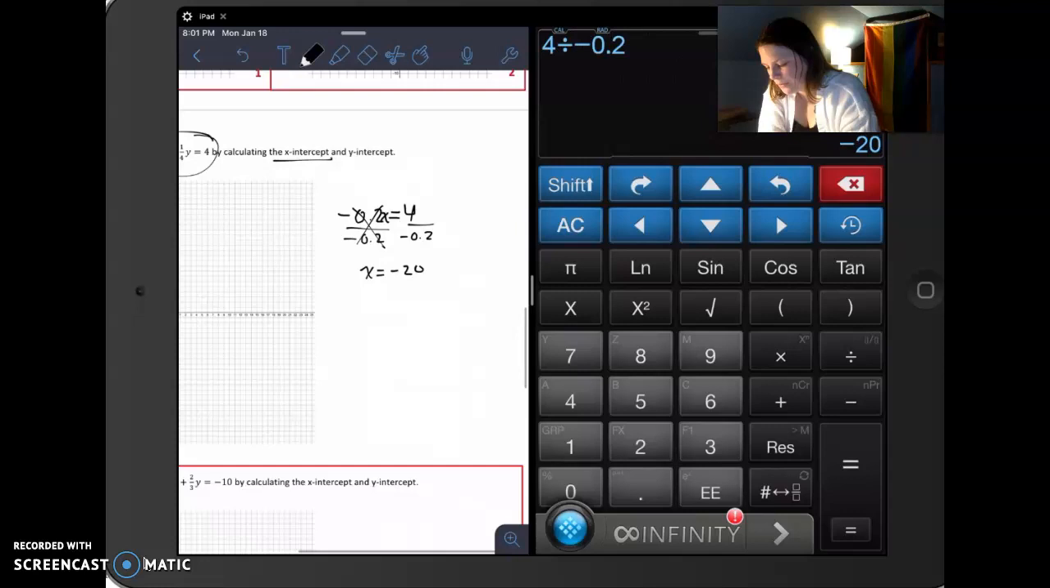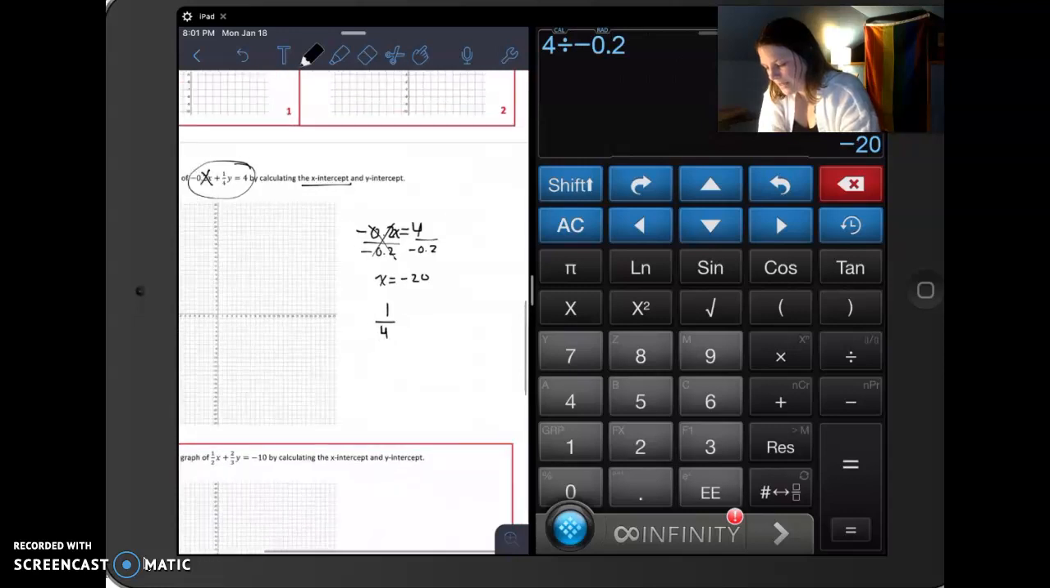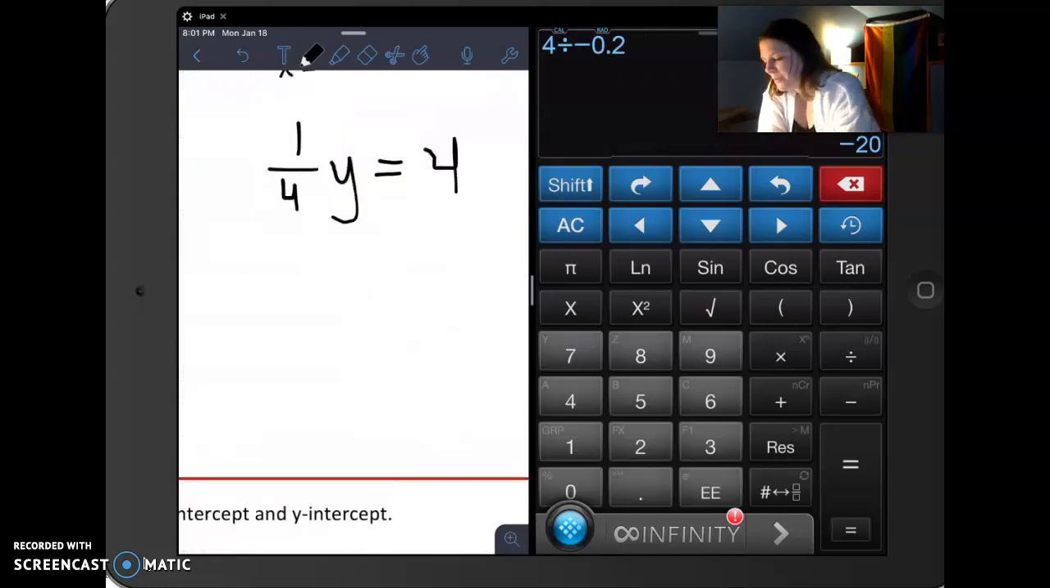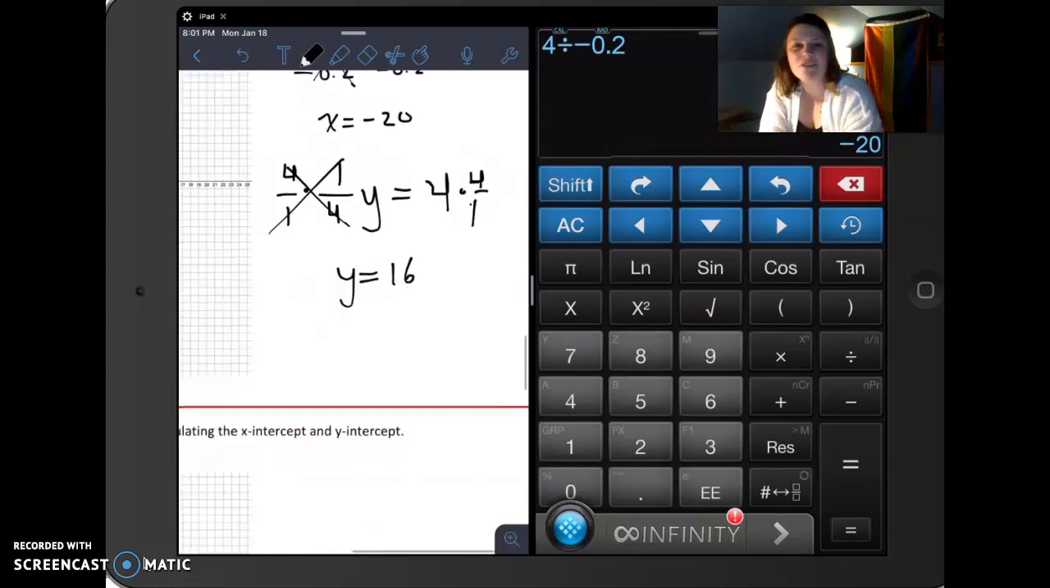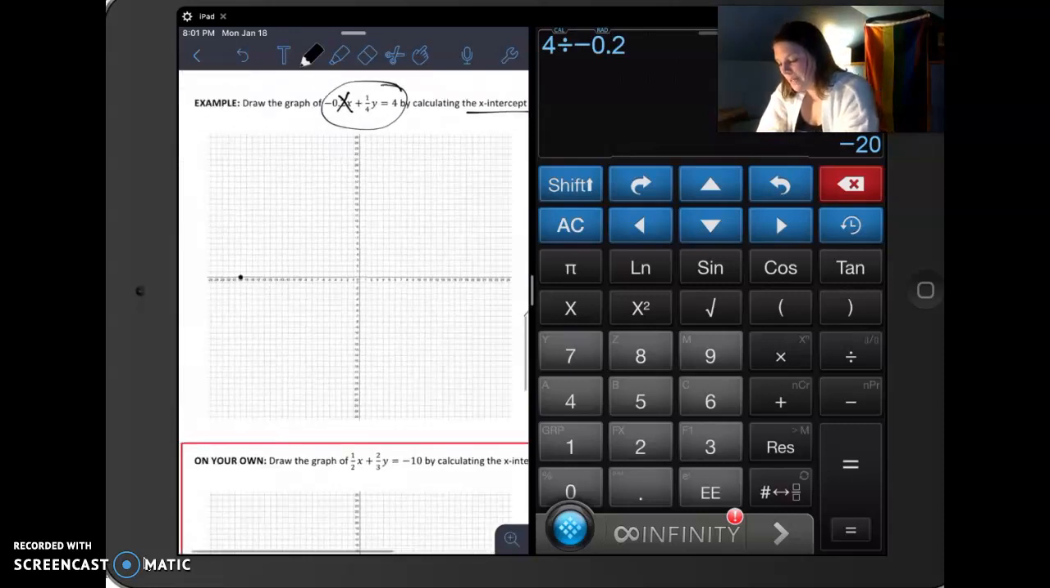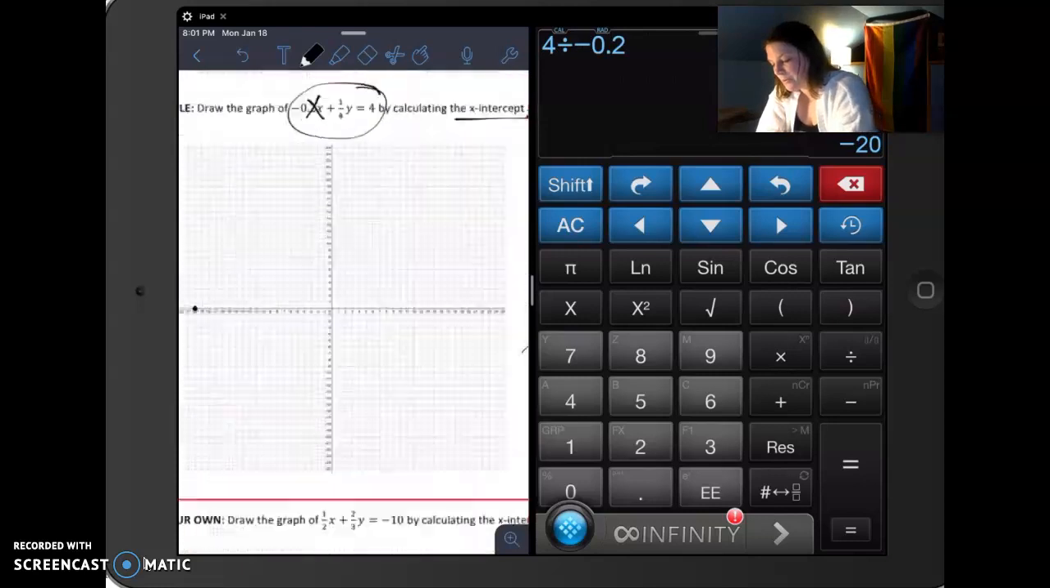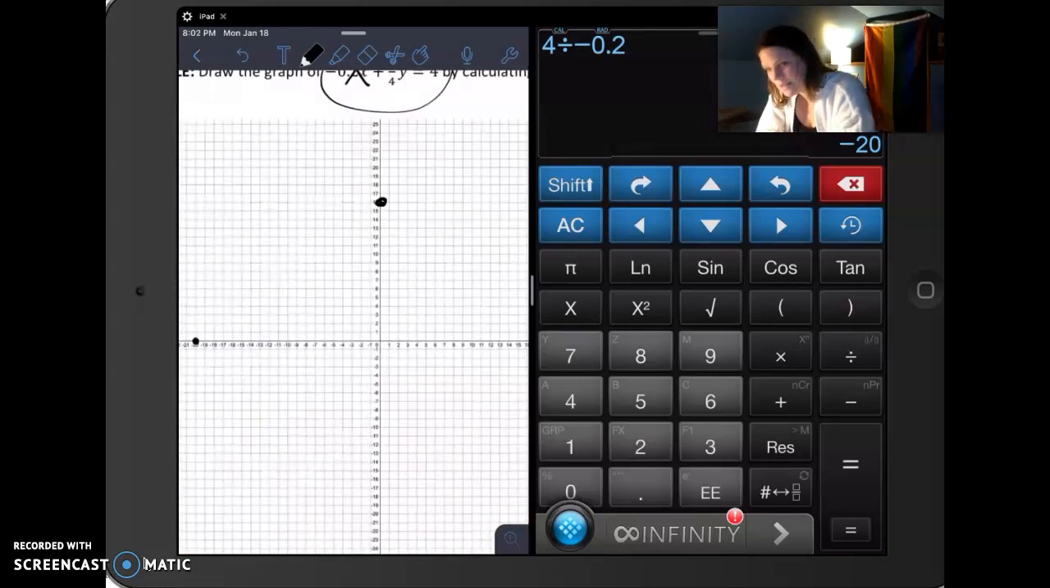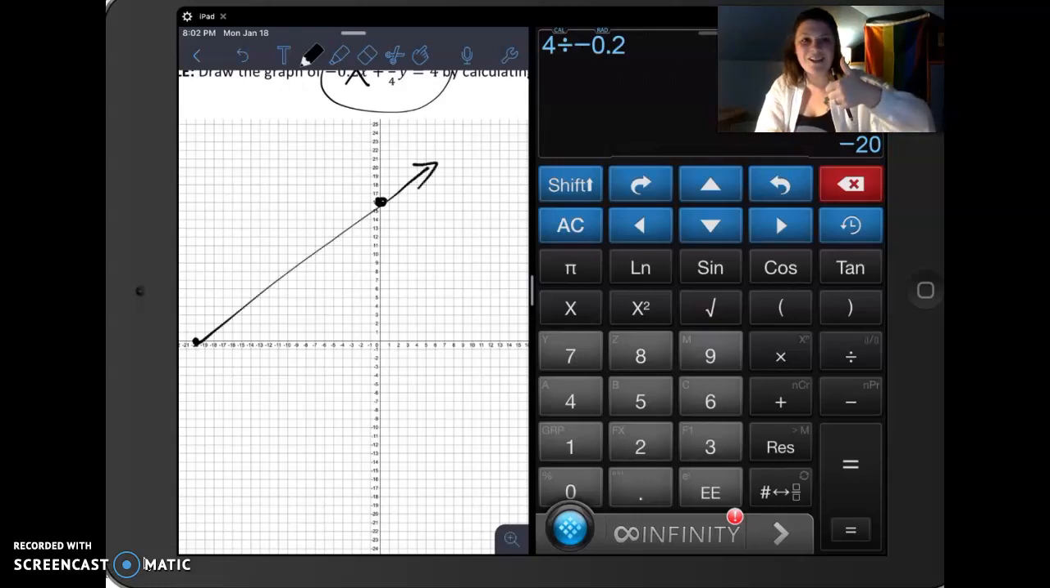We have 1/4 y is equal to 4. You can do this a couple different ways. Remember, the trick is that you flip and multiply by the number that is opposite, or you could just divide by 1/4, but that's the trick with fractions if you remember from the beginning of the year. We're putting 16 on the graph, and I'm just about out of time, but you're connecting them. Good luck on this challenge question.